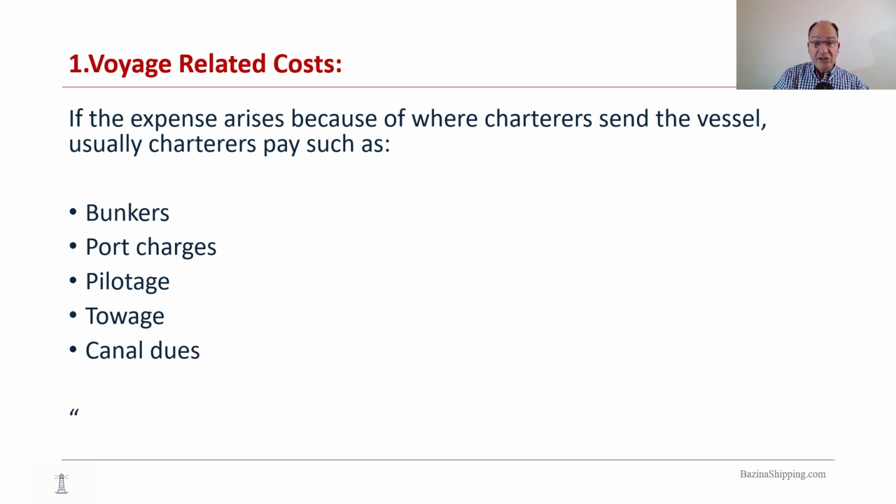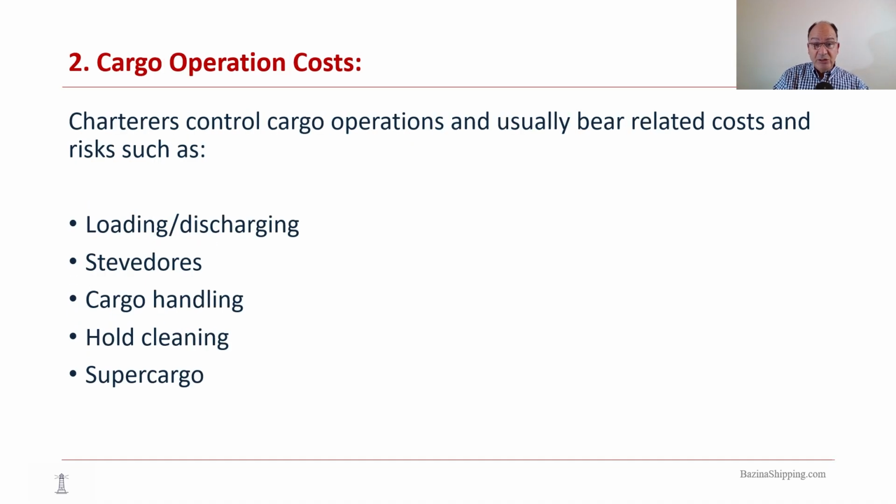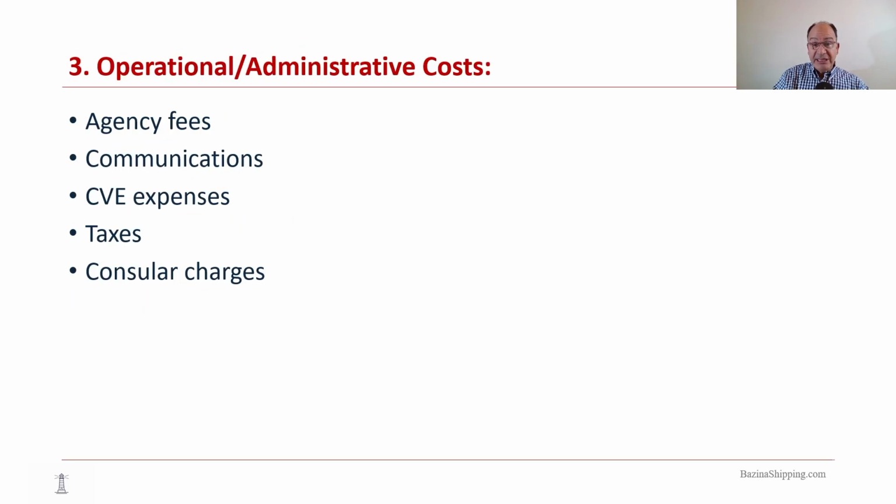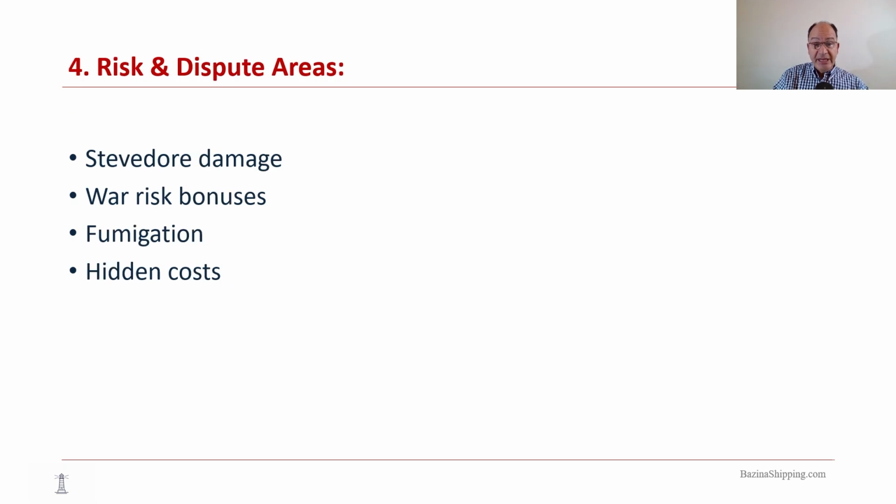Regarding voyage-related cost, we have bunker, port charges, pilotage, towage, and canal dues. Whatever is related to the cargo, we have loading, discharging, stevedoring, cargo handling, hold cleaning, and supercargo. We are going to discuss all these items in more detail. Operational or administrative cost includes agency fees, communication, CVE, expenses, taxes, and consular charges. Risk or disputed areas include stevedore damage, war risk bonuses, fumigation, and hidden cost.